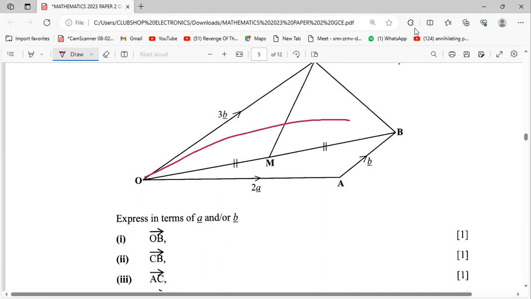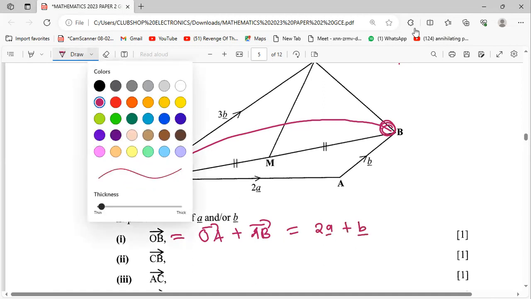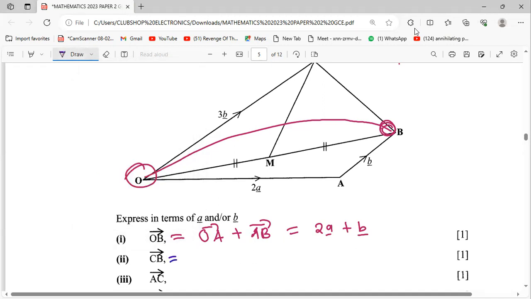O to B. Now, how can we go to this point if we are starting from here? Our initial point is O, so we move from O to A plus A to B. So this will be 2A plus 3B, and that's it. We are following the direction, so the signs of the vectors will remain the same. That's number one. Number two, CB.